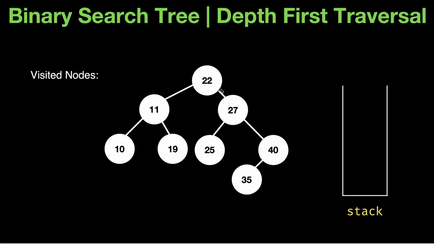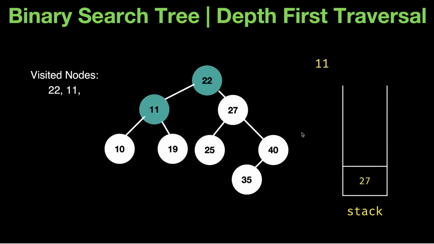In this tree, first of all, we will start from 22. First of all, we will have to push the root node into the stack, right? So I first push the node 22 into the stack, so the stack will contain 22 here, and now I pop 22 from the stack. We will visit 22, so it comes under the visited nodes. I mark 22 as visited, and now I will insert its left child as well as right child into the stack. That means I will insert 27 and 11 into the stack.